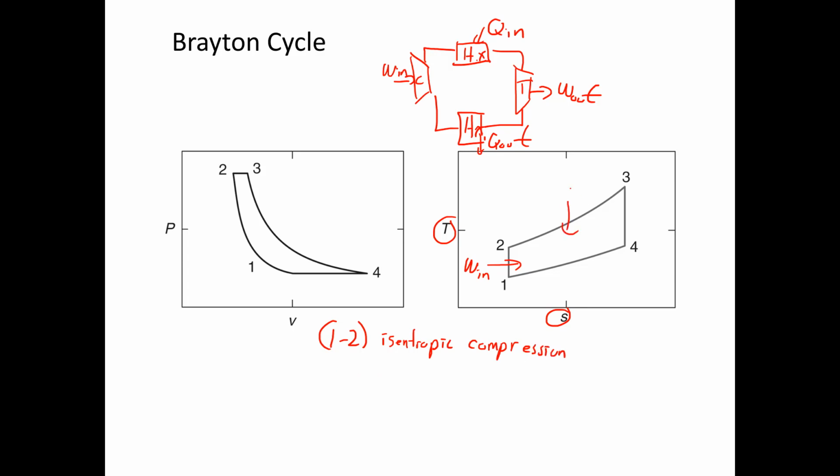And then here, the combustion chamber is replaced with a heat-in process. It is called constant pressure heat addition. So again, this is a heat addition process with constant pressure. And then process 3 to 4 here would be what we would call a work-out process. That's a work-out process from the turbine. So that would be isentropic expansion.